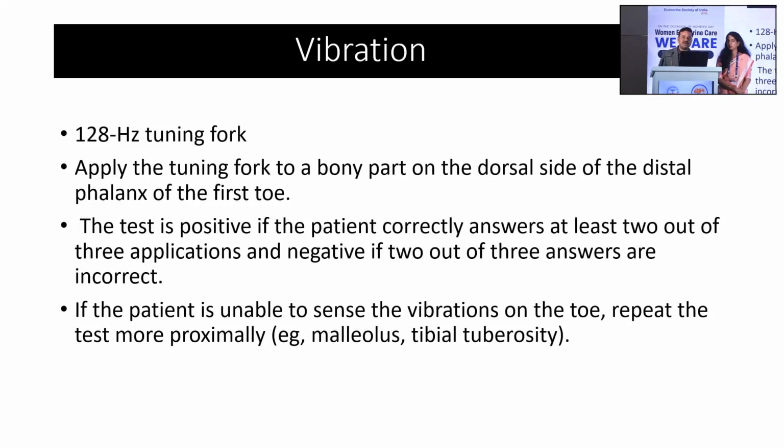For vibration perception, you need to carry a 128 Hz tuning fork. The right place to apply it is the bony part of the dorsal side of the distal phalanx, where we usually miss. We usually do that on the metatarsophalangeal joints, but ideally it should be done on the dorsal aspect of the distal phalanx. And if it is negative there, you can proceed proximally, maybe to the medial malleolus or the tibial tuberosity, and you can tell that the vibration is getting lost from this point onwards.